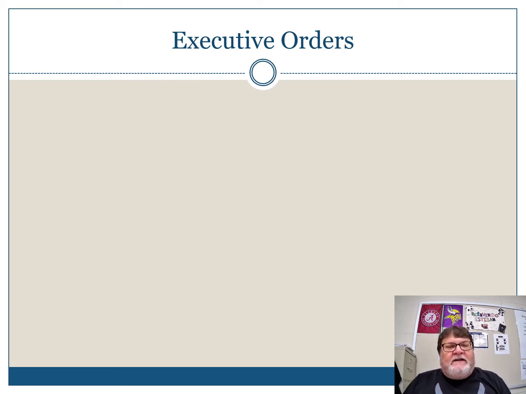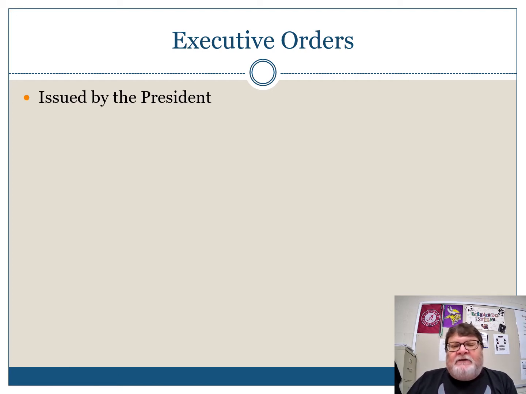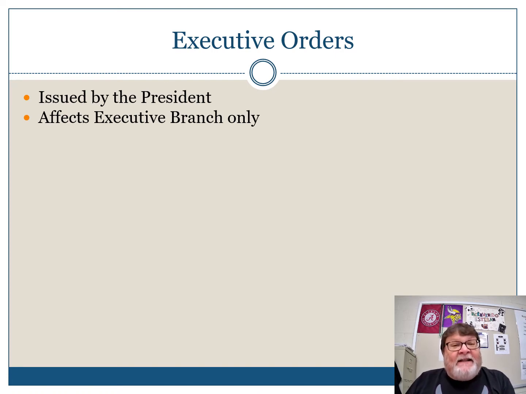So we'll start with the idea of what we call executive orders. These are much more common than they used to be. So just to make sure we understand, an executive order is something issued by the president. It affects the executive branch only. But then the executive branch is essentially what runs government, right? So it's essentially instructions on how to run something.